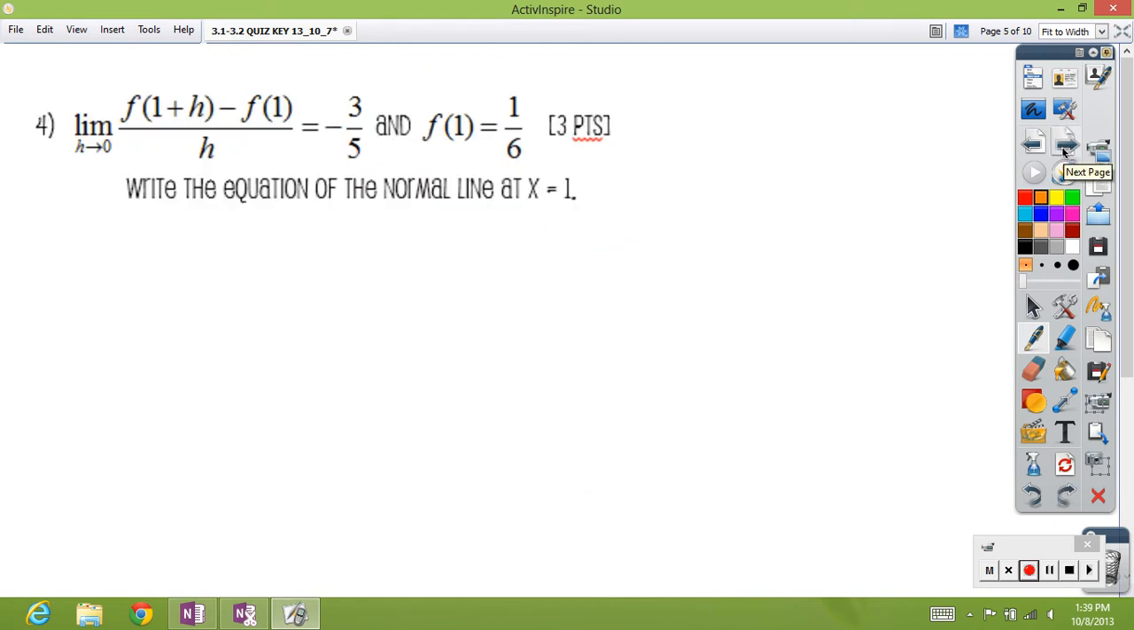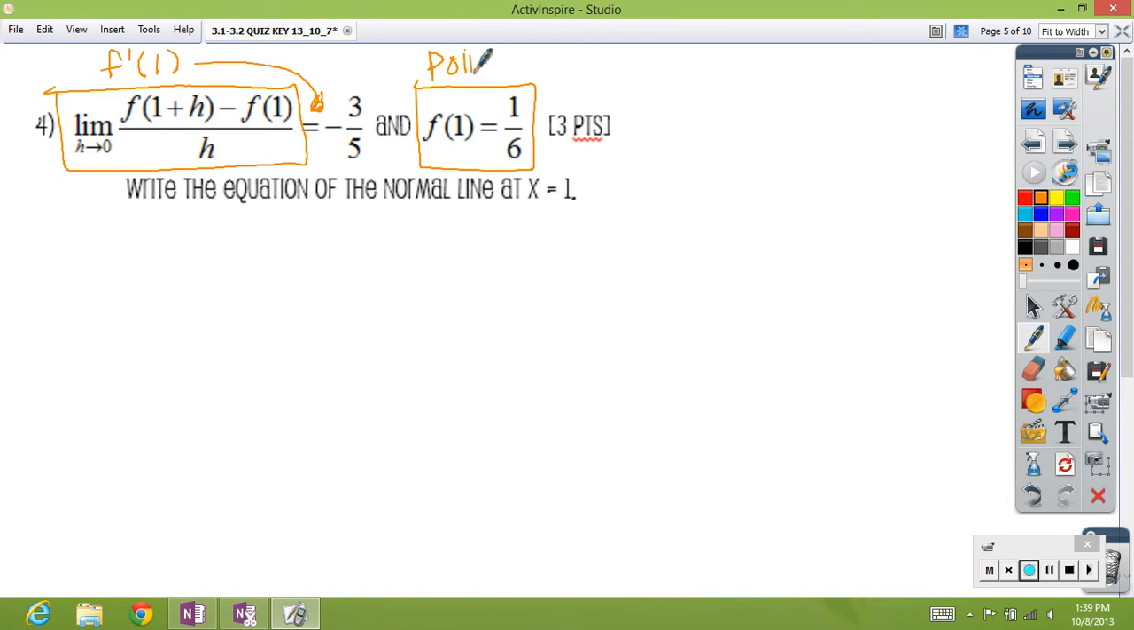Alright, write the equation of the normal line. So you have to know your definition. So this piece here tells me it's the definition of f prime of a, but notice there's no a, and now there's a 1. So now I know that this number is f prime of 1. This here is the point that they're giving you, and that means it's (1, 6). So, the equation of the normal line would look something like this. The slope was negative 3/5, but the derivative gives you the slope of the tangent. So the slope of the normal would be the opposite reciprocal, and then x minus 1.